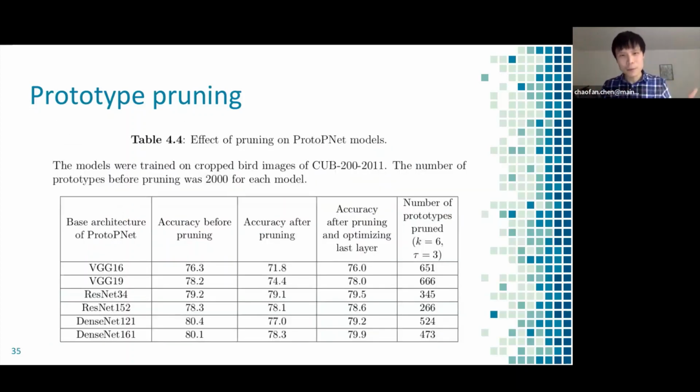After we do the pruning, this slide shows that if we fine-tune the last layer again after pruning the prototypes, we can basically recover the same accuracy as we had before the pruning. So this offers us a way to reduce the number of prototypes per class.